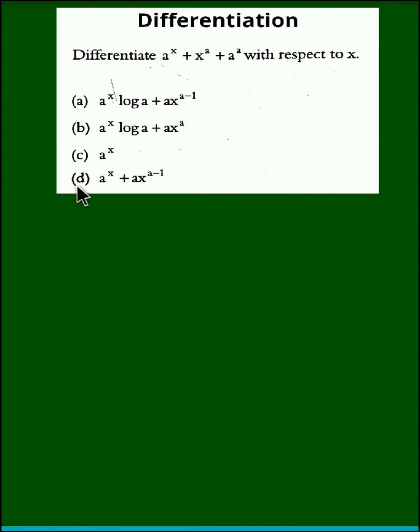Hello and welcome back. We now discuss one more example from differentiation. The question is: differentiate a raised to x plus x raised to a plus a raised to a with respect to x. So first of all, we name this function as y. So we say let y be equal to a raised to x plus x raised to a plus a raised to a. And now we differentiate with respect to x.